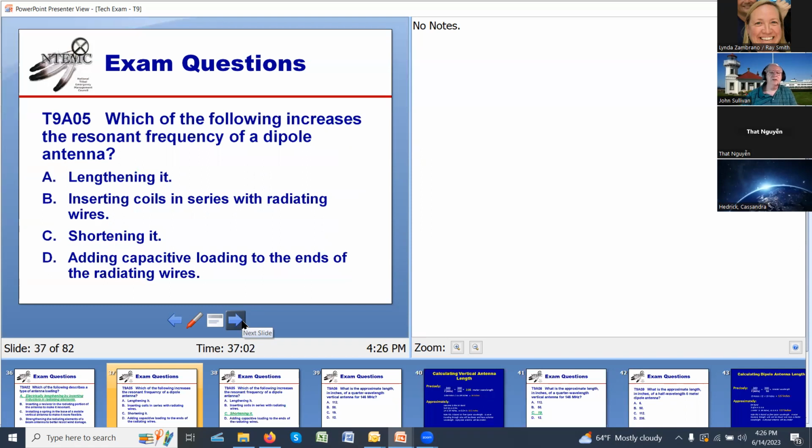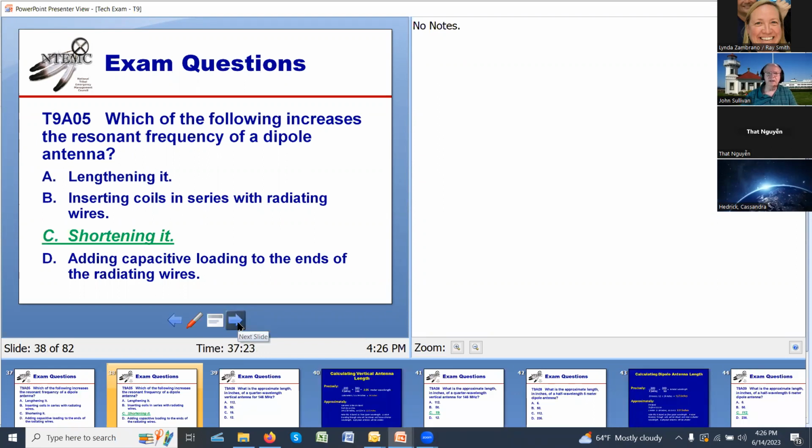Which of the following increases the resonant frequency of a dipole antenna? Remember the relationship between frequency and wavelength, right? And antennas are based on the wavelength. So if you want to increase the resonant frequency, you would decrease the length of the antenna. You would shorten it. It's an inverse relationship.